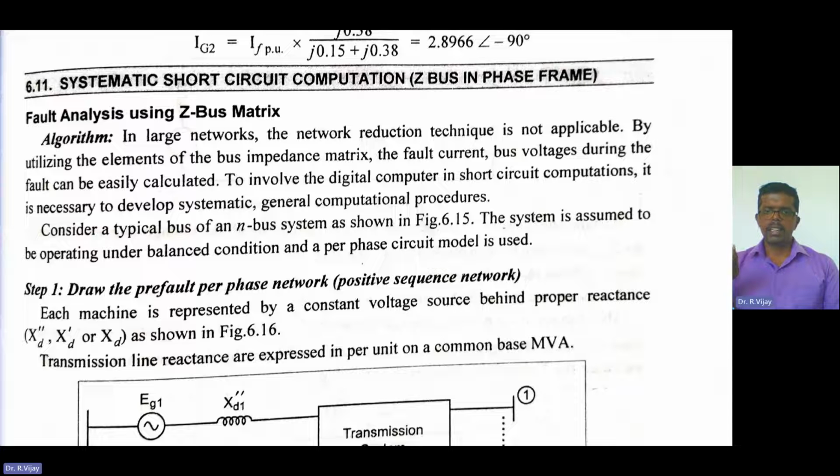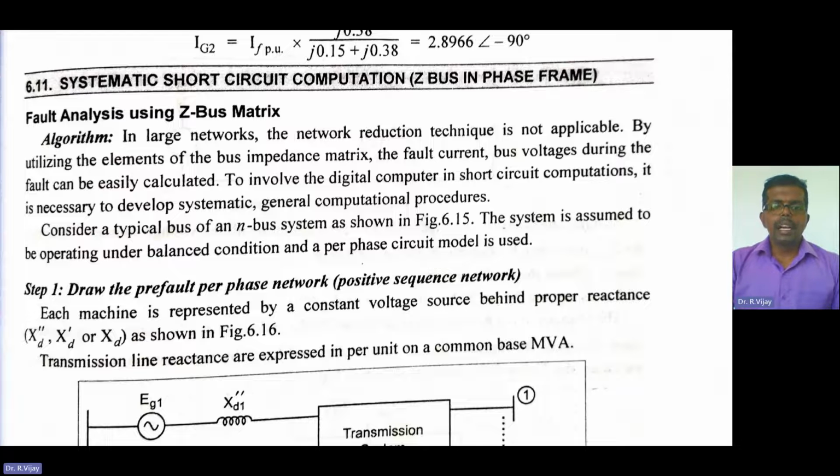As we discussed earlier, we can easily program the short circuit analysis in the computer, so that you can solve the problem. It is necessary to develop a systematic, general computation procedure. Some systematic computational procedure should be followed for all cases, so that you can easily solve this kind of short circuit problem for large networks in digital computers.